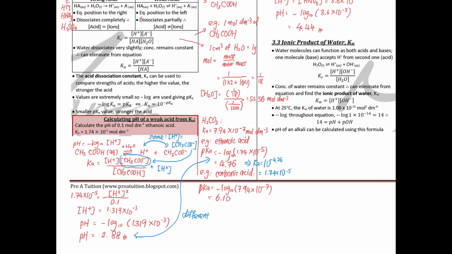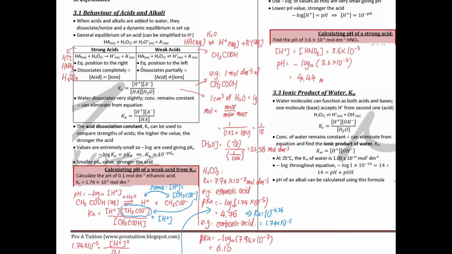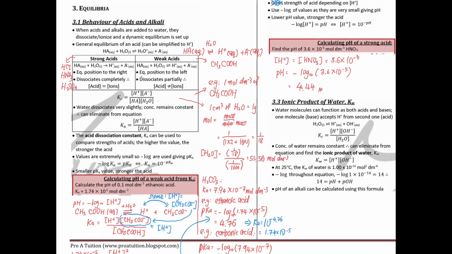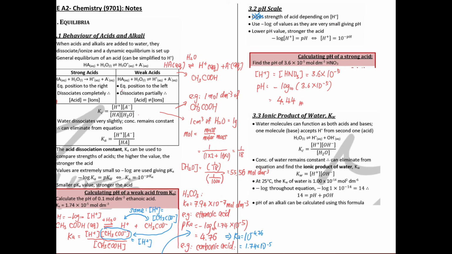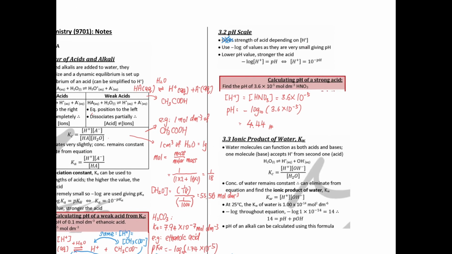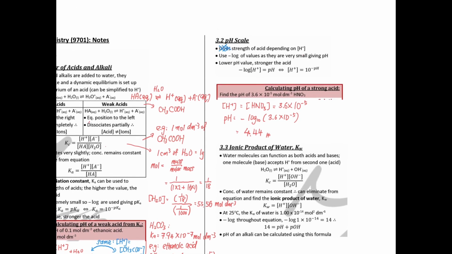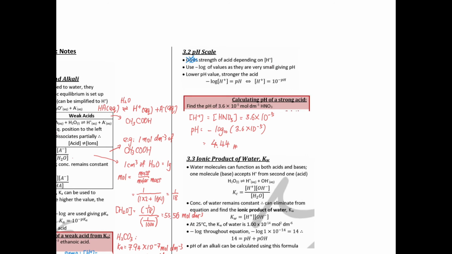pH is 1. So that means if you want to know which acid is a strong acid and which is a weak acid, you make them have the same concentration first. Then you can compare the pH. If the concentration is different, it is unfair to compare the pH. Okay, so that is the thing.